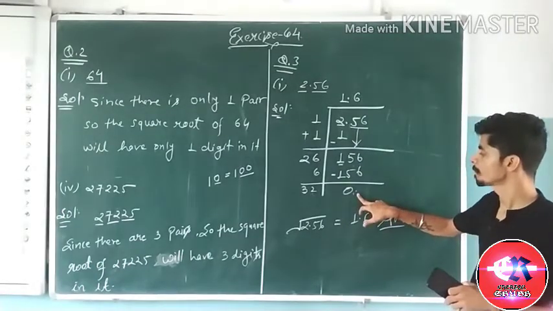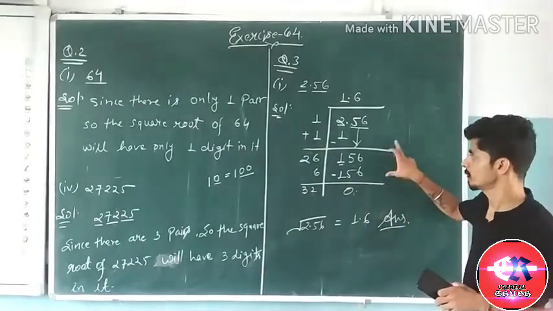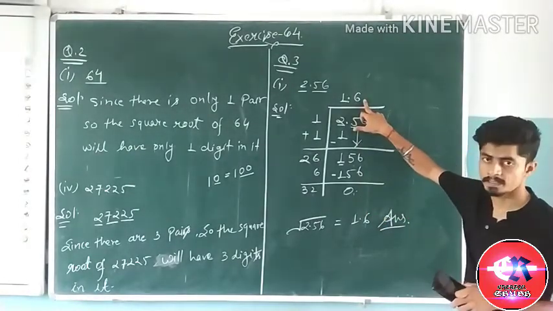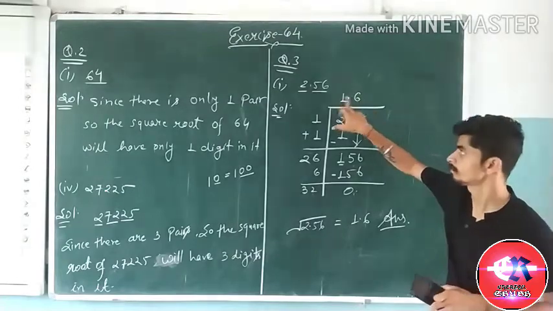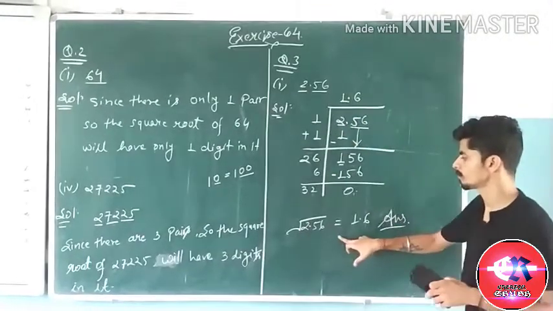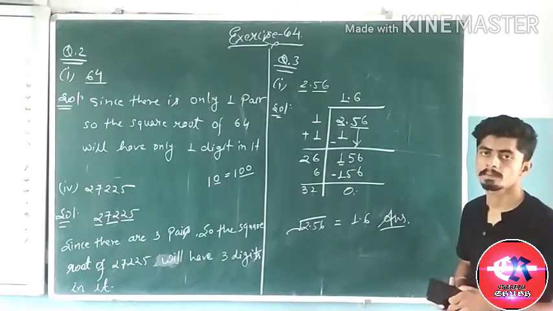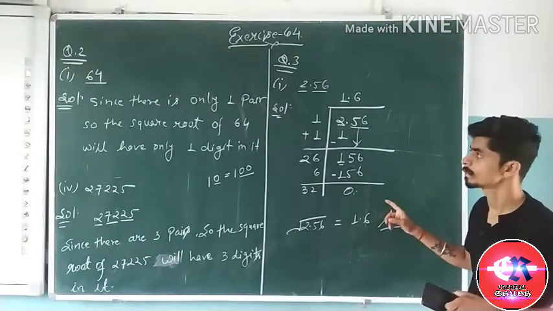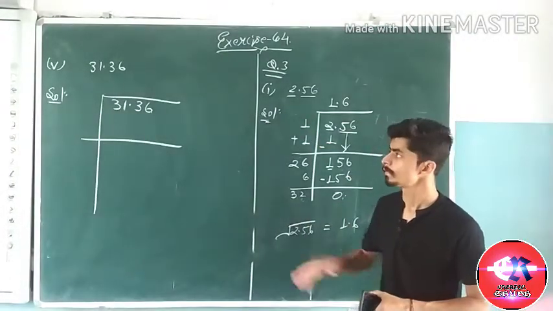When we get a remainder 0, our long division method has been completed and we get 1.6 as the quotient, which is the square root of 2.56. So the square root of 2.56 is equal to 1.6. That's all, the solution of question number 3.